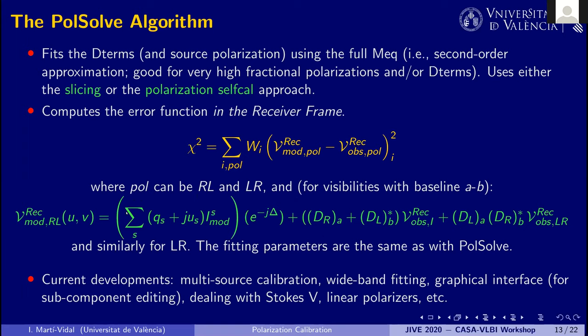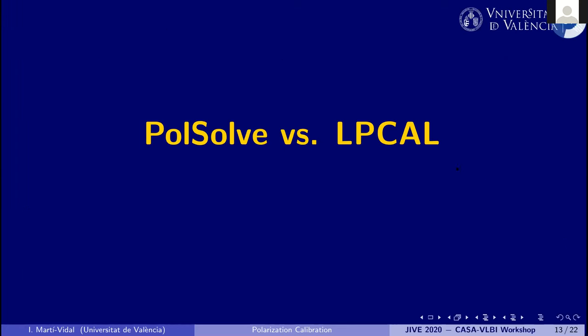And what is more important, in my opinion, is that it uses a nonlinear model, okay? So it uses the full measurement equation, including the nonlinear effects that come from the instrumental polarization, okay? In cases of strong instrumental polarization and/or high intrinsic source polarization, it can be helpful. It can be more accurate than LPCal. Okay, how do these compare?